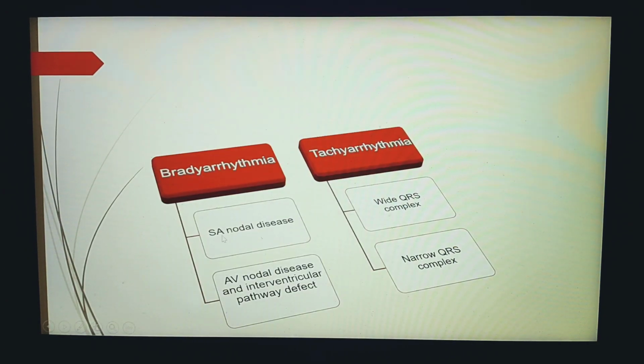So here this is simple: bradyarrhythmia means sinus node disease or any block in the AV node or pathway. And tachyarrhythmia, we can classify into two groups, wide complex tachycardia and narrow complex tachycardia, for easy diagnosis.